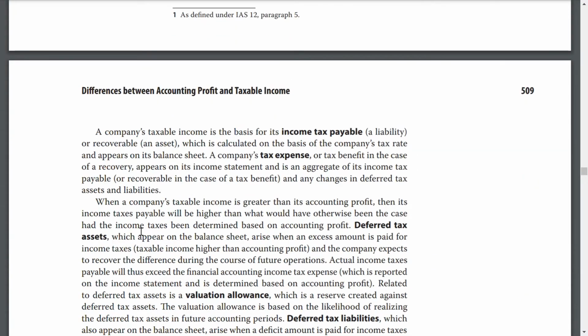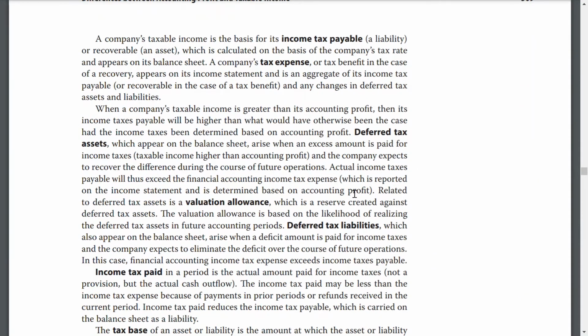A company's taxable income is the basis for its income tax payable, liability, or recoverable, which is calculated on the basis of a company's tax rate and appears on its balance sheet. A company's tax expense, or tax benefit in the case of a recovery, appears on its income statement.